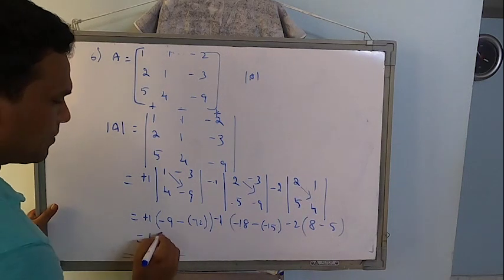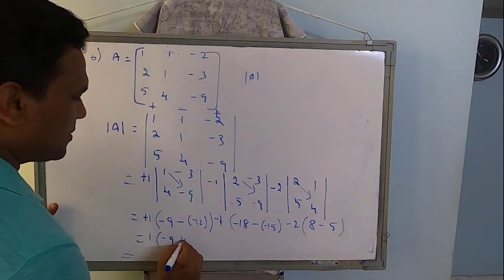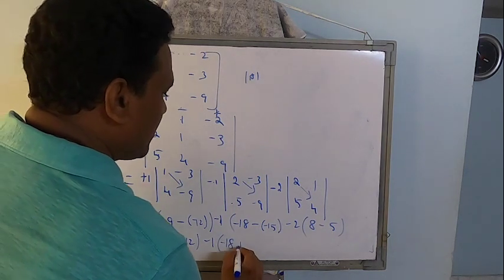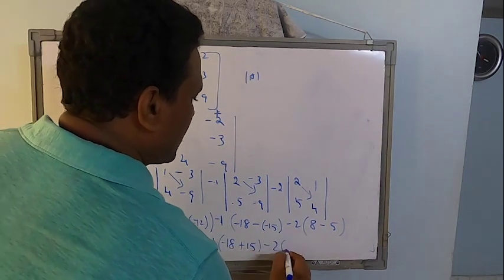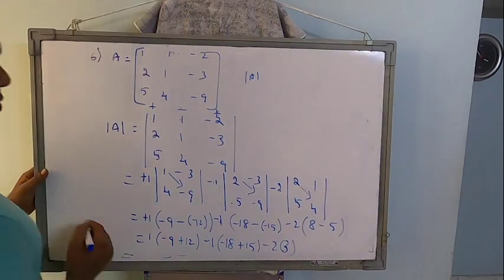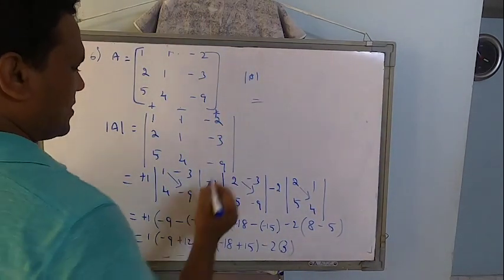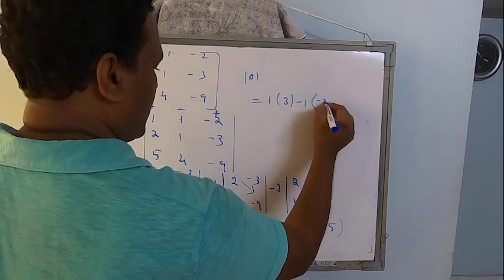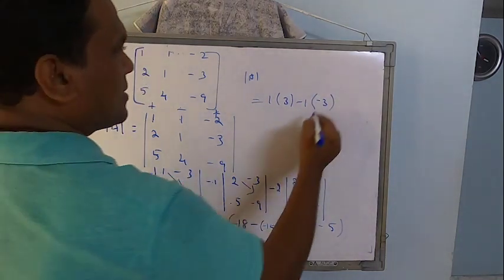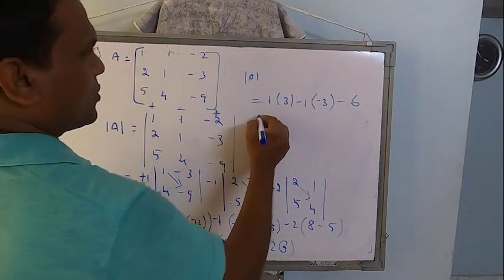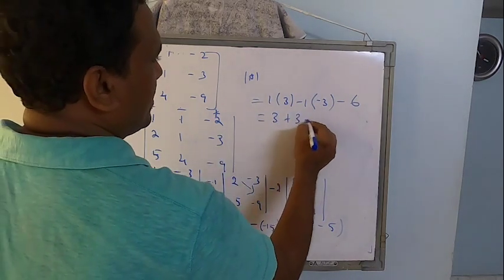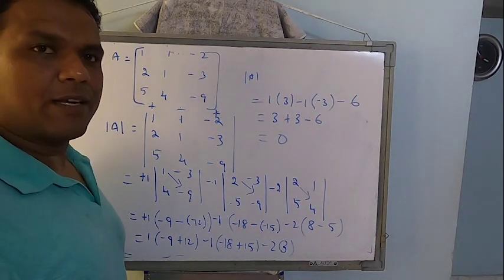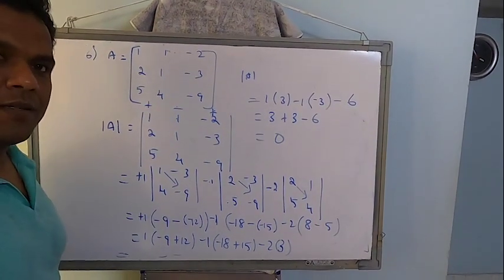So plus 1 multiplied by minus 9 plus 12, minus 1 multiplied by minus 18 plus 15, minus 2 multiplied by 3. Let's simplify further. So 1 multiplied by 3, minus 1 multiplied by minus 3, correct? And the last is going to be minus 6. So this is 3 plus 3 minus 6, and you can check that the value of this determinant is going to be 0. Hope that's fine, students.